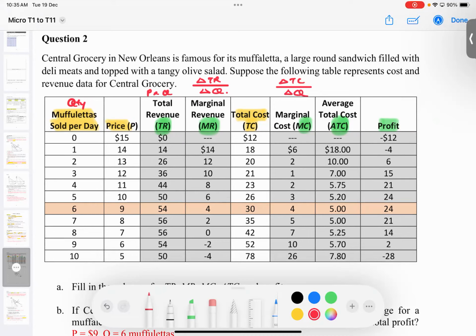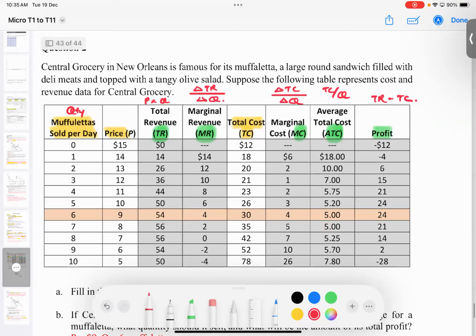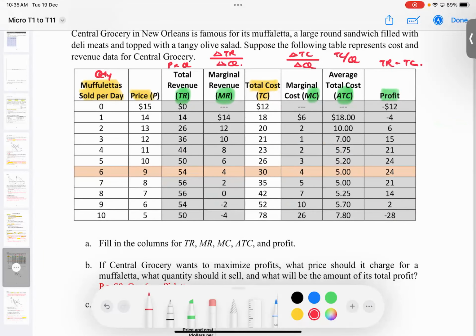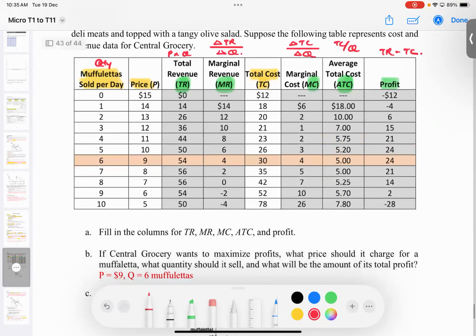After that, you calculate average total cost as well. You use total cost divided by quantity to calculate the average cost per unit. And lastly, you calculate your profit, which is total revenue minus total cost. So if you know the formulas and get the values right, usually you will not make a mistake. Usually once they ask you to calculate, the next question they will ask is to calculate the profit maximization quantity and the profit maximization price.